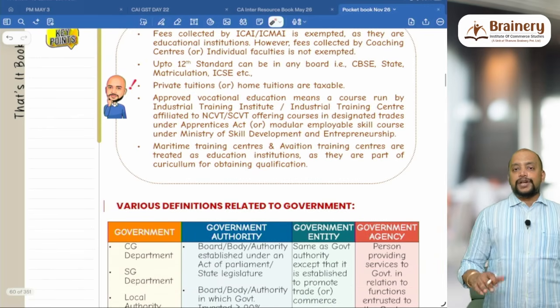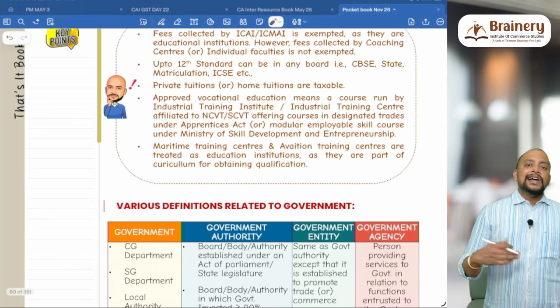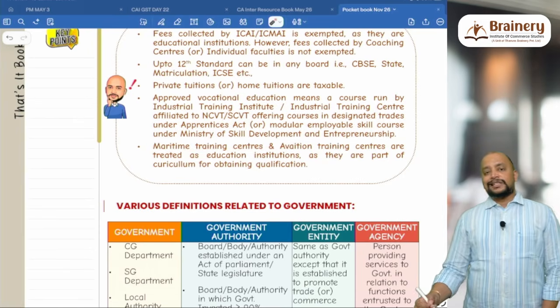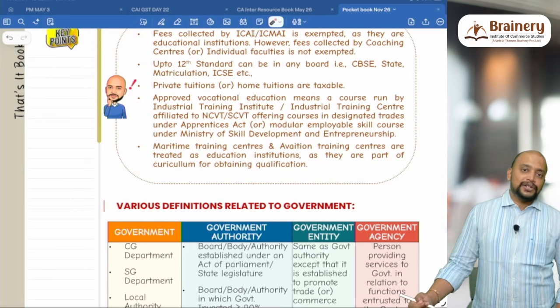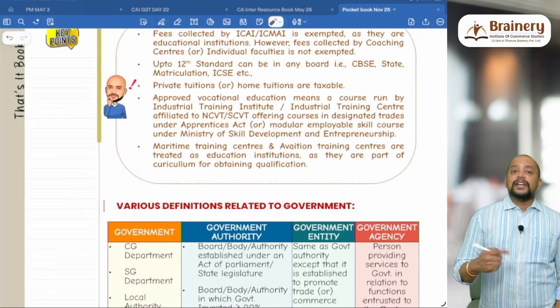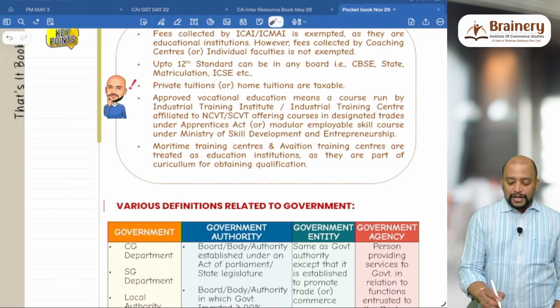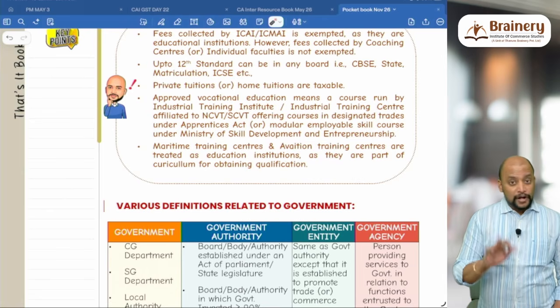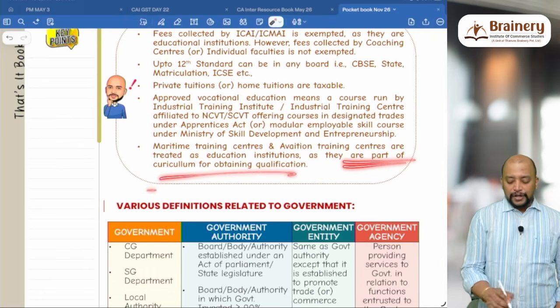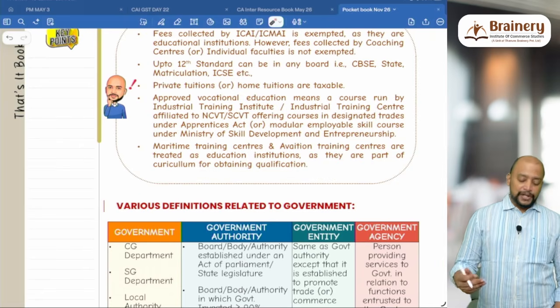And approved vocational education, we already know, ITI, ITC, affiliated to NCVT, SCVT. And what about maritime training centers? Maritime training centers and aviation training centers. So they are not education institutions per se, but they offer training which is a part of curriculum. So they are treated as education institutions, even though they are not per se, as they are part of curriculum for obtaining a qualification.